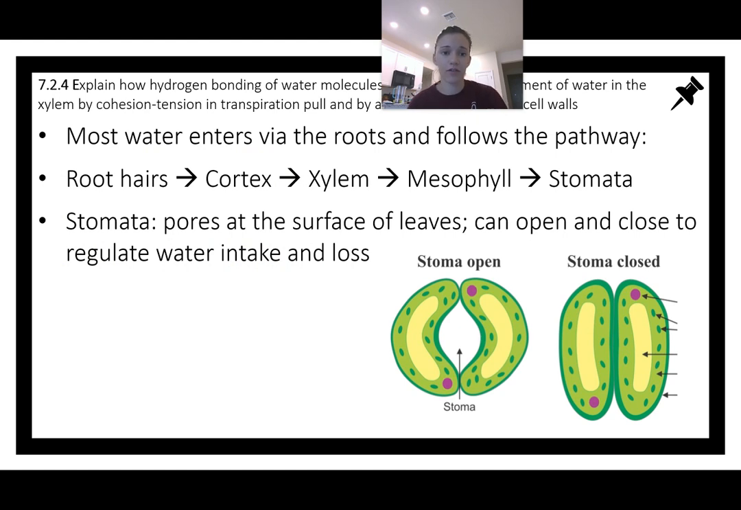We talked about this. So the water typically is going to follow this route into the root hairs, into the cortex, into the xylem, go up the stem, and then it's going to end up in the mesophyll of the leaves, where it's then going to probably evaporate out of the stomata. Remember that stomata are pores at the surface of a leaf that can open and close to regulate water intake and loss and gas exchange.